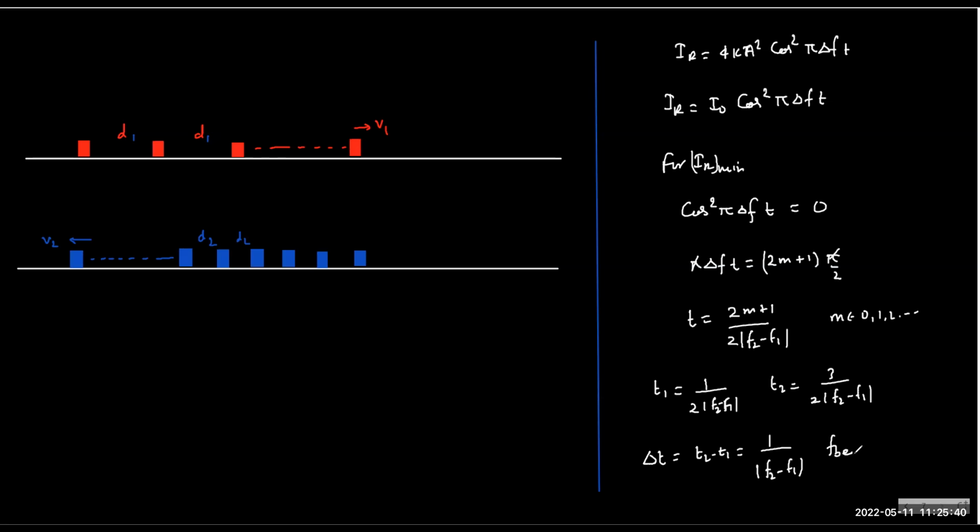So the beat frequency will be the inverse of the time between two minima. What I'm proving here is that two consecutive maxima is called beats, and two consecutive minima is also called beats. Graphically, it is going to be very interesting. This is quite used in communication.